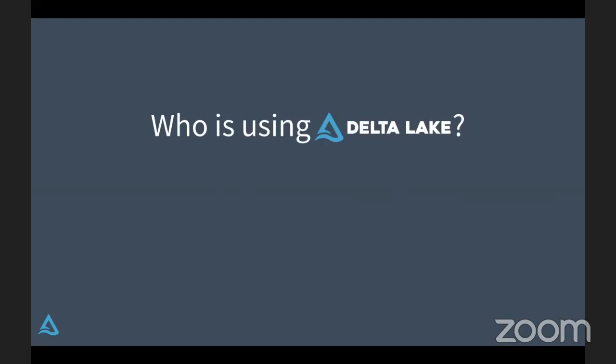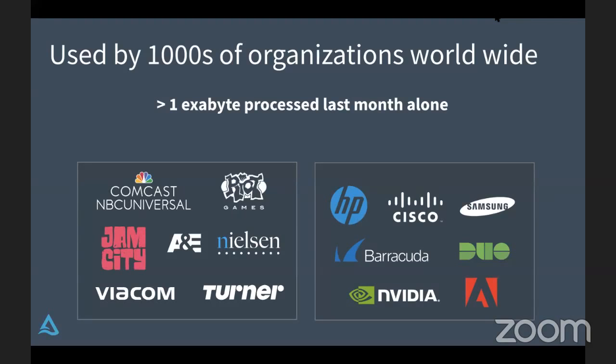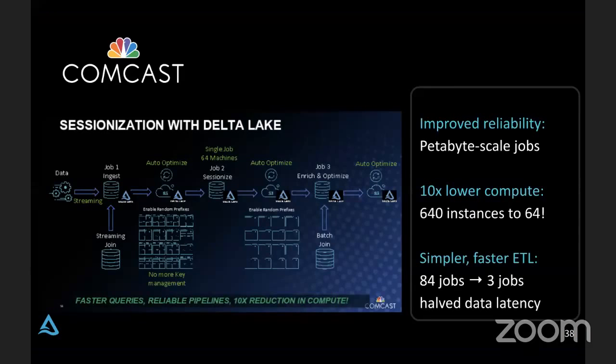So some quick questions. Who's using Delta Lake? All right, there's tons of organizations, tons of customers. In the last month alone, there were 2 exabytes processed, not 1, 2 exabytes processed. So I talked about the Comcast Universal case. There are many other customer scenarios that you can check out on the Spark and AI Summit, which actually has that information, okay?